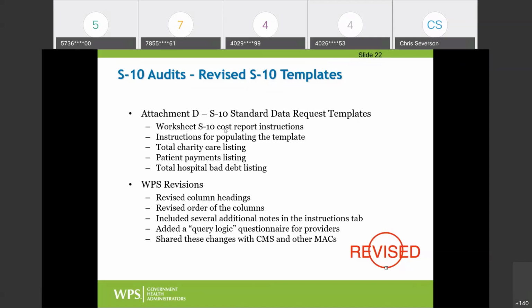We shared these changes with CMS and we sent them to other MACs as well. So if you're a hospital chain that deals with multiple MACs, it's possible you might have already seen that same questionnaire come from other MACs as well. And we're perfectly fine with that being shared. The whole goal is to help both the provider community as well as the audits being performed by the MACs. Because if providers better understand what we're looking for, it saves a lot of back and forth. That's the idea. And it might even save you time trying to figure out how to pull this data from your systems. If you know really what we're looking for, then it's just going to save you time there. That's the hope.